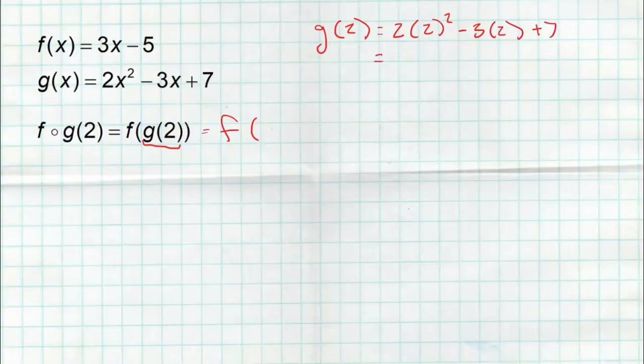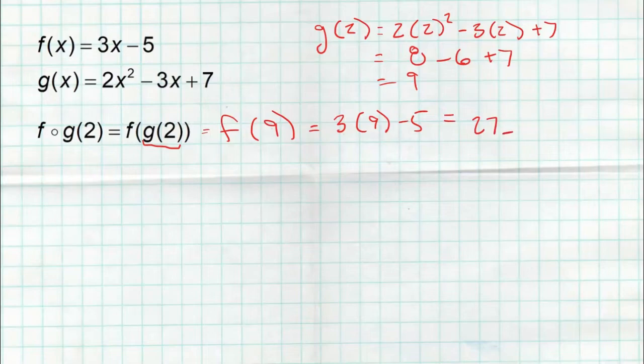All right, let's do the math real slowly here. 2 squared is 4. 4 times 2 is 8. 3 times 2 is 6. So I have 8 minus 6 plus 7. 8 minus 6 is 2. 2 plus 7 is 9. So I get 9. That was my output for an input into g of 2. Now I'm going to take that output 9 and plug it into f, and I get 3 times 9 minus 5. 3 times 9 is, of course, 27. 27 minus 5 is 22. Sorry for the sloppiness, but there is my final answer.